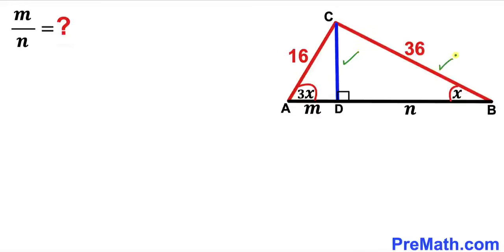In this video, we have this triangle ABC along with this perpendicular CD, as you can see in this diagram, such that side length AC is 16 units, whereas side length BC is 36. Moreover, segment AD is represented by m, and segment BD is represented by lowercase n. Furthermore, angle DBC is x, whereas angle DAC is 3 times x. Our task is to find the ratio of m and n.